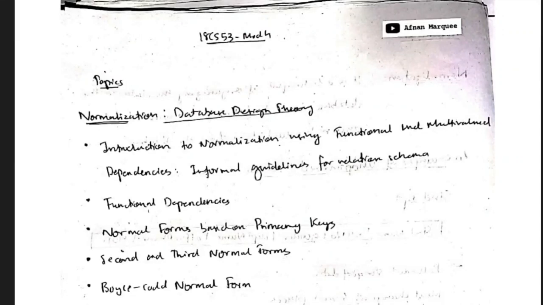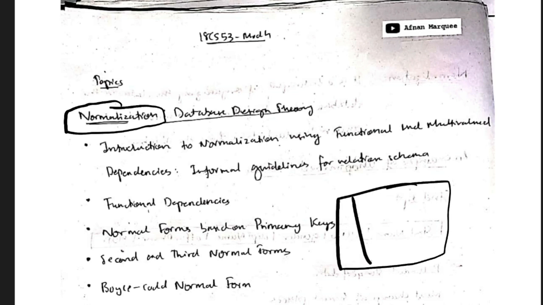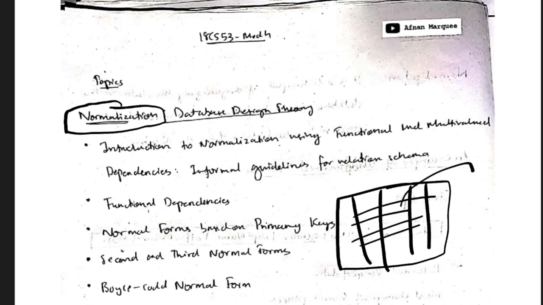Hello everyone, today in this video we'll be discussing the fourth module of database management system, and in this module we'll be discussing normalization. What does normalization mean? Normalization means if you have a database and it has redundant data, we make it simpler. That is known as normalization.